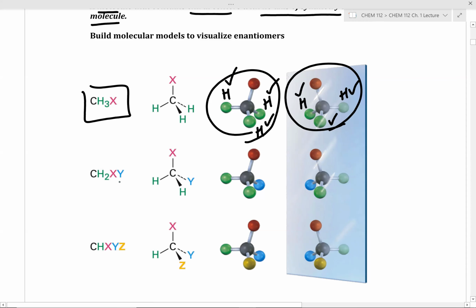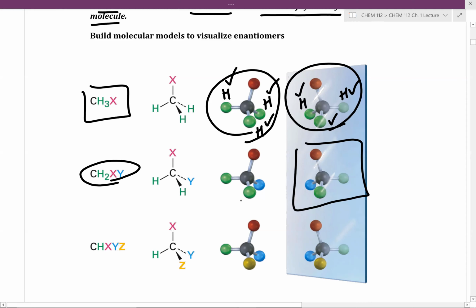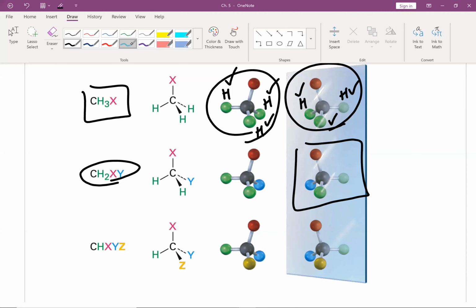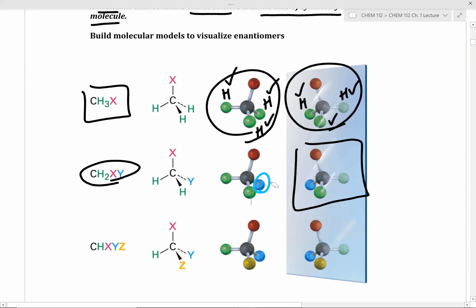Let's look at a case where we have 2 identical substituents, CH2XY. Now this one will be a little bit harder to see. So let's try to take this structure on the right and rotate it so that we can overlay and superimpose it with our structure on the left. We want this blue substituent Y to be on the right. So we're going to put it on the right by rotating our bottom 3 substituents clockwise, like turning a steering wheel.